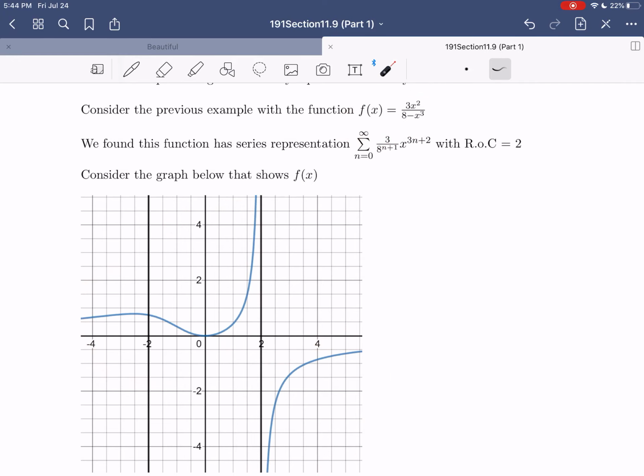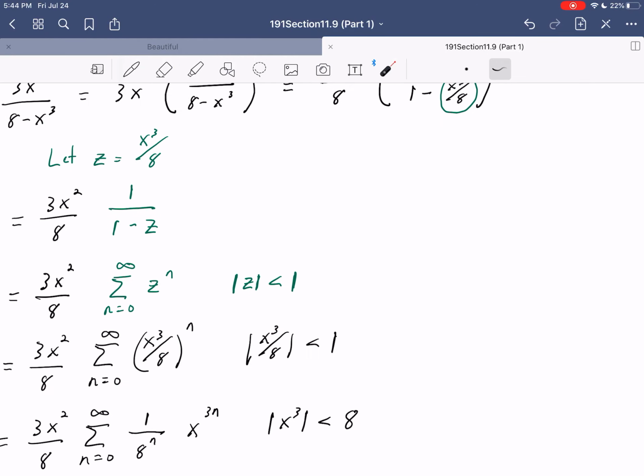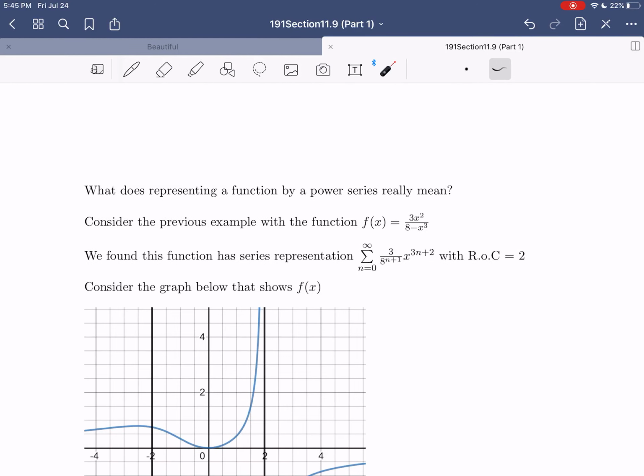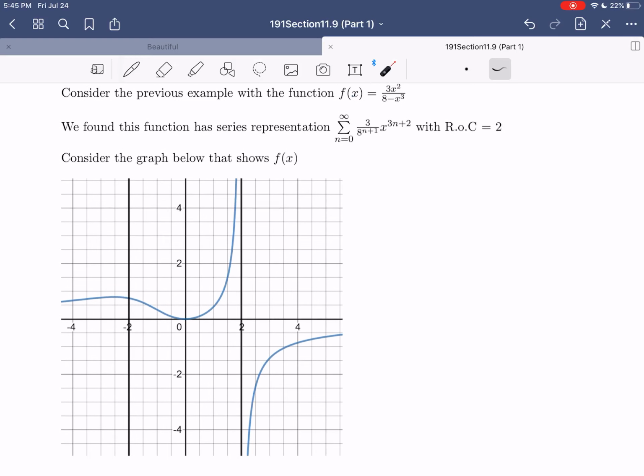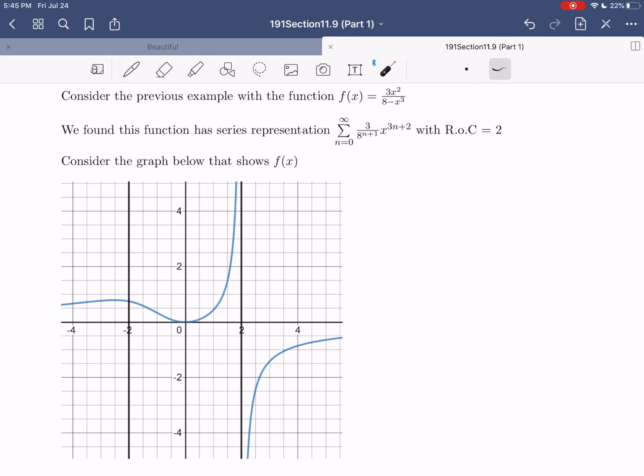Now, we found in our previous work that this function can be represented as the power series sum n equals 0 to infinity, 3 over 8 to the n plus 1, x to the 3n plus 2 with radius of convergence 2. So we're going to try to investigate what this really means. So the first thing I'm going to do is let's imagine actually writing out a few of these terms. If we think about this summation, n equals 0 to infinity, 3 over 8 to the n plus 1, x to the 3n plus 2, well, what happens if we just write out the first couple pieces of this?